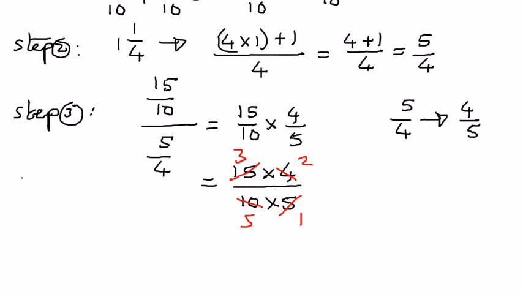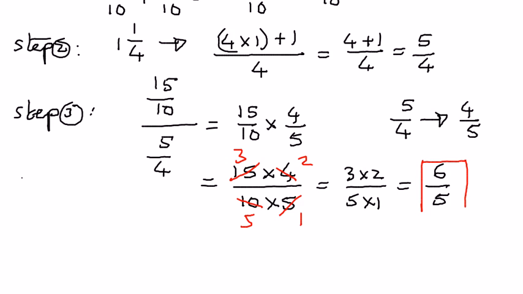There are no more numbers to reduce, so we write the numerator as 3 times 2 and the denominator as 5 times 1. 3 times 2 is 6, 5 times 1 is 5. Therefore, this complex fraction reduced to 6 over 5.